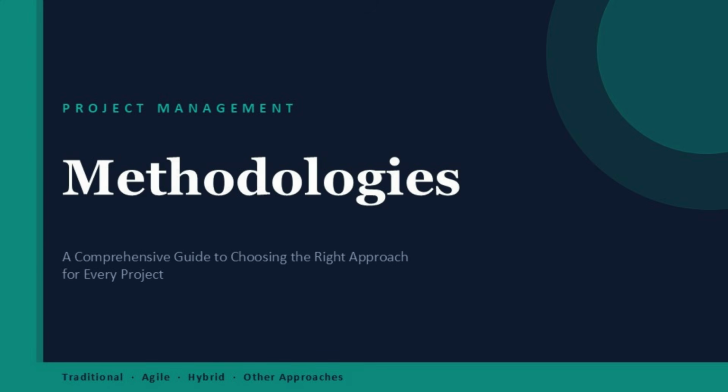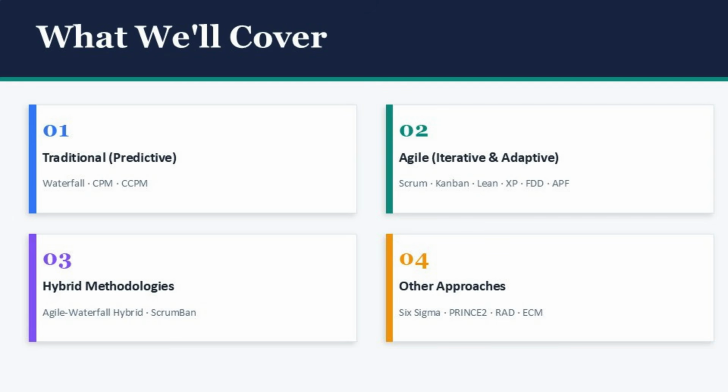Over the next half hour or so, we'll walk through 4 major categories: traditional, agile, hybrid, and other specialized approaches, covering 14 distinct methodologies in total. By the end, you'll know not just what each one is, but when and why to use it, and how to choose between them. Let's start with a quick roadmap of what we'll cover.